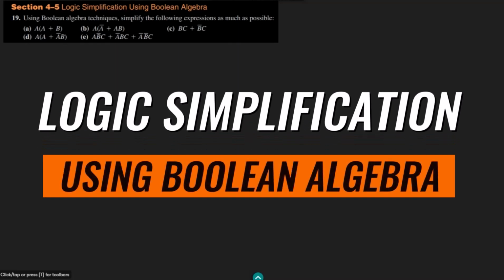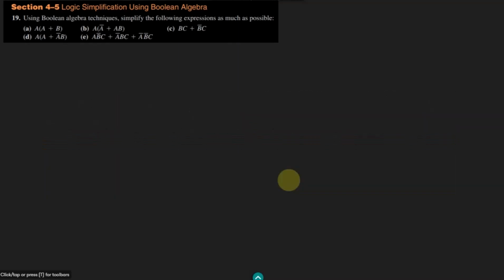So welcome back guys, this is section 4.5 and we are going to solve question 19 of it. Here we have different parts and in these parts we have to use the Boolean algebra techniques to simplify the following expressions as much as possible. Okay, so here we have this part A and here we have this expression A(A + B).